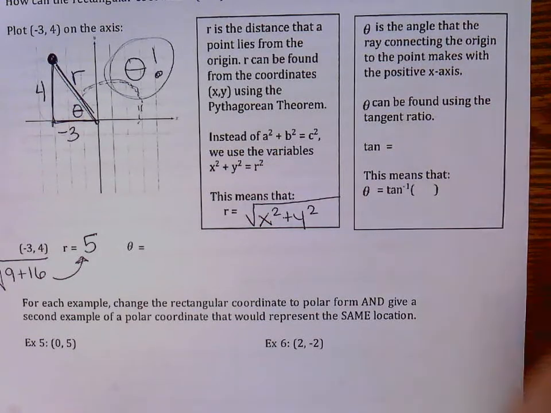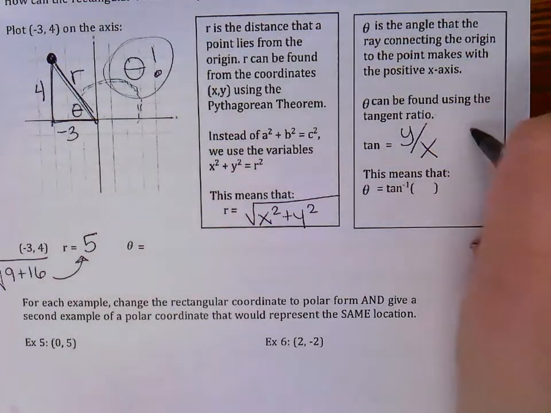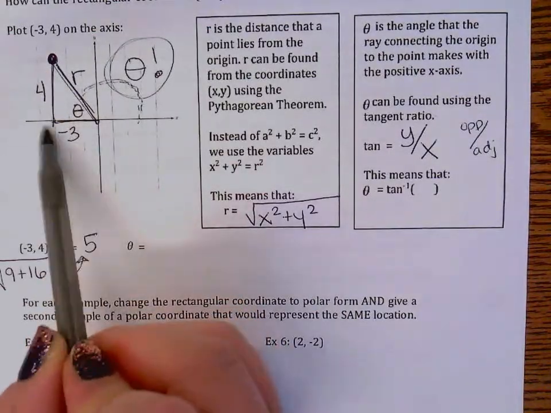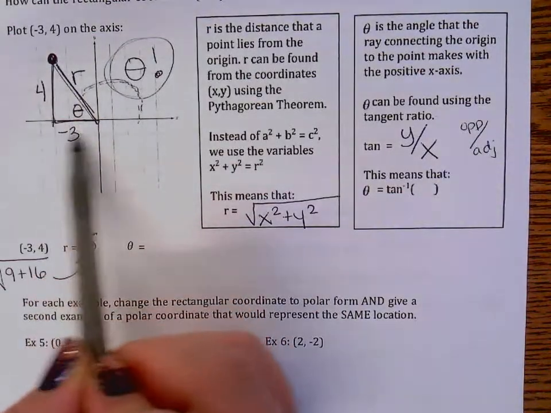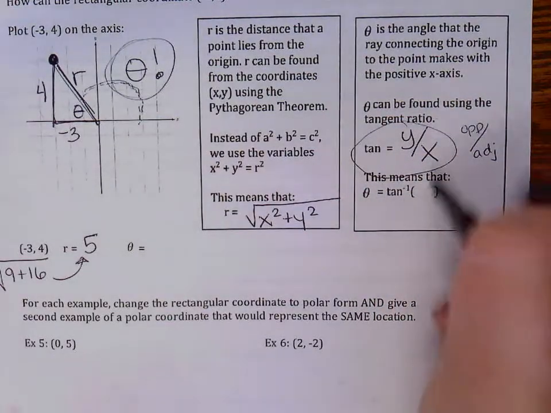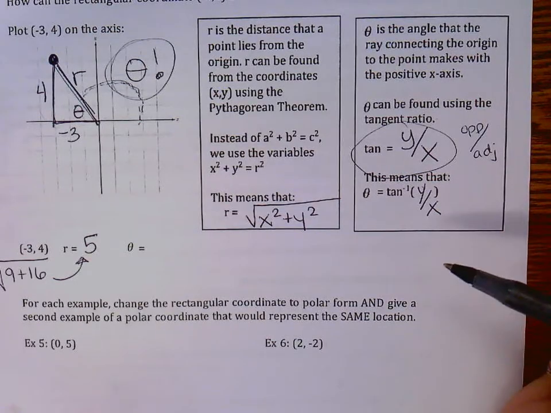So tangent is equal to y divided by x, right? Because it's opposite over adjacent. Opposite is going to be your y value. Adjacent is going to be your x value. So I just think of it as y divided by x. So we're looking for the tan inverse of y divided by x.